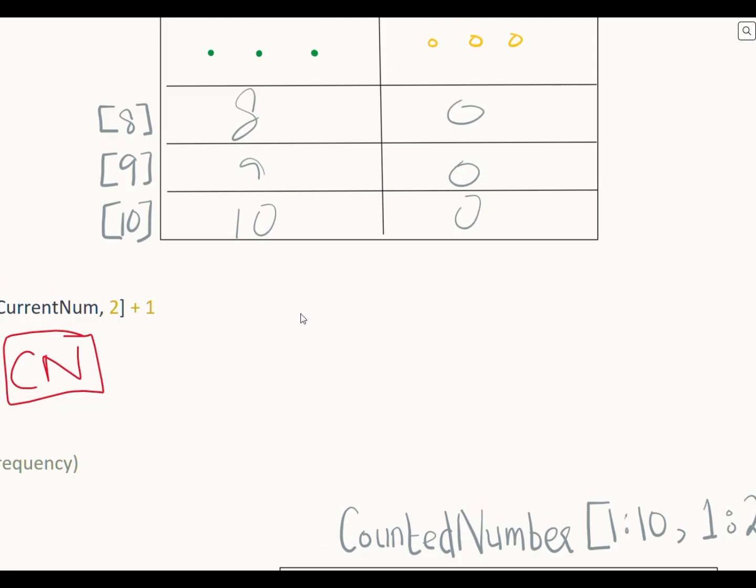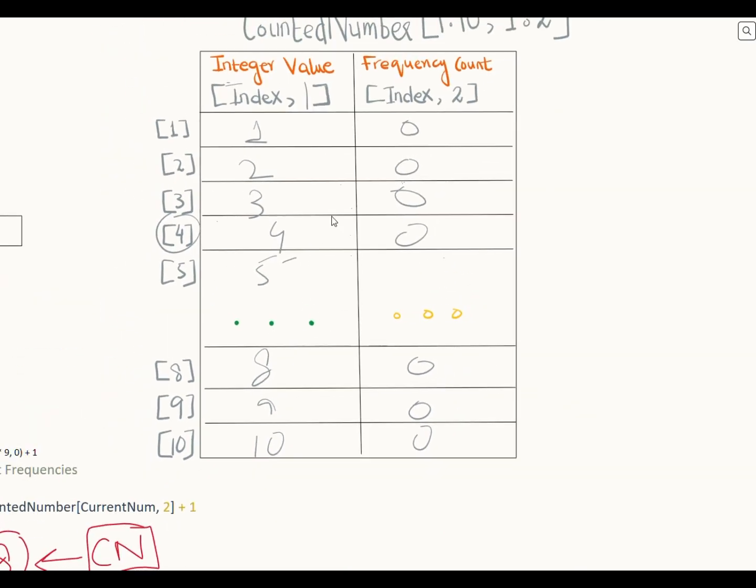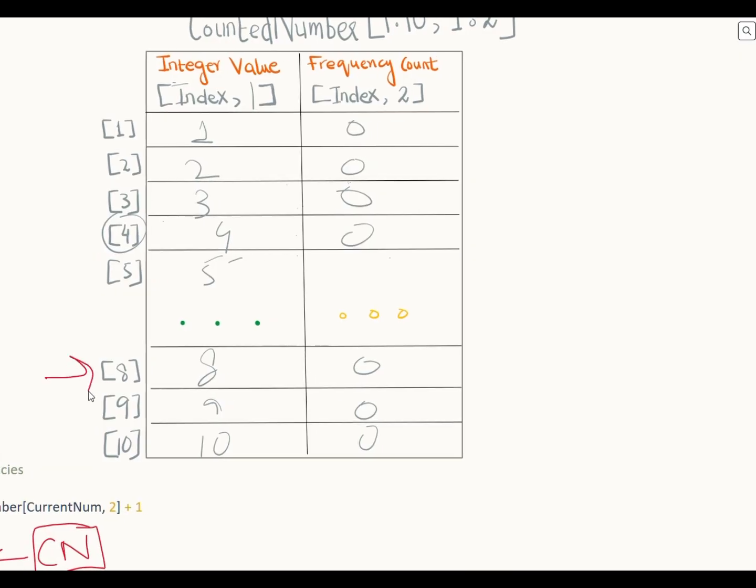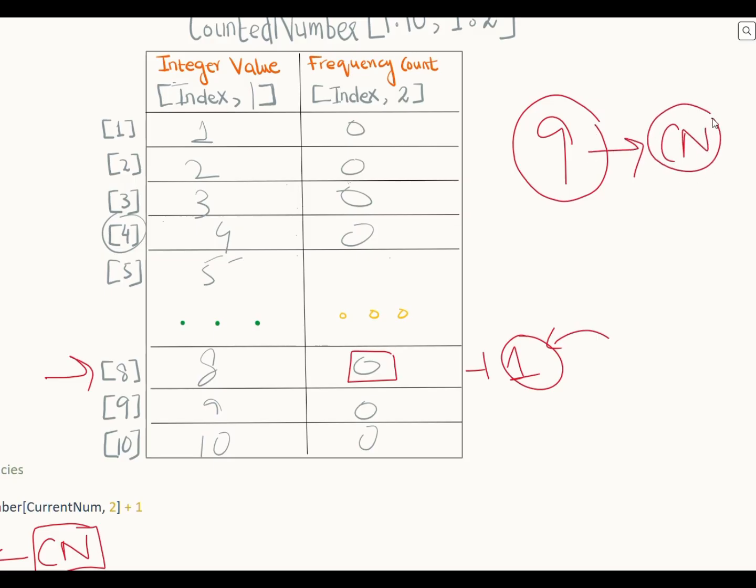Now 8 was generated randomly, so in the second array counted number, it will go to the 8th index position and update the frequency by +1. Now 8 has appeared, so whatever the number is here, it is just going to increment by 1. Just like that, for example, 9 will be generated as a random number. Now I'm going to store this 9 into current number, and using this current number, I'm going to access the second array, come to the 9th position and increment the frequency by 1. This way I can count the number of times a particular number appeared.